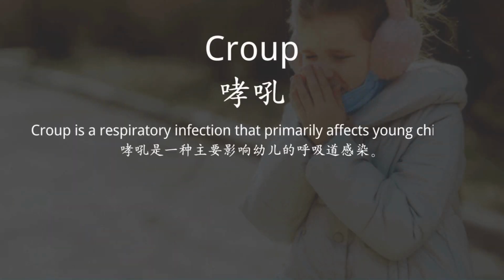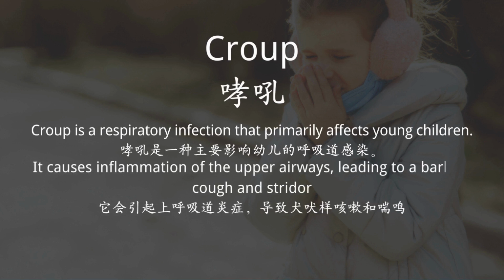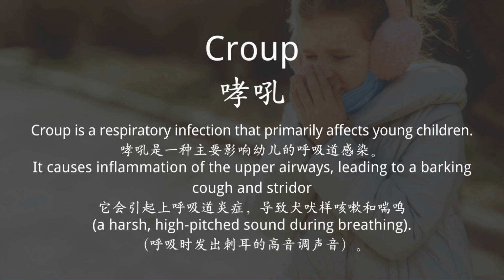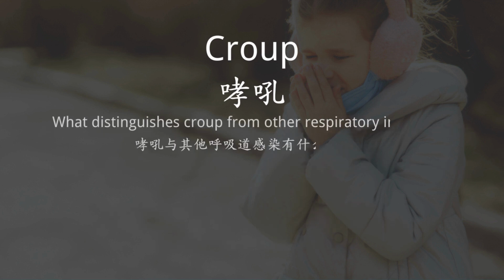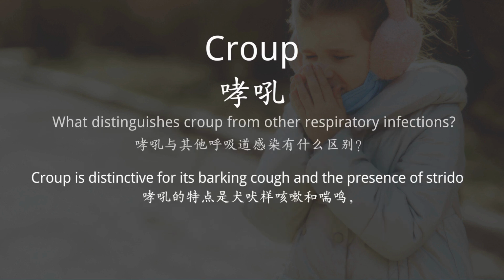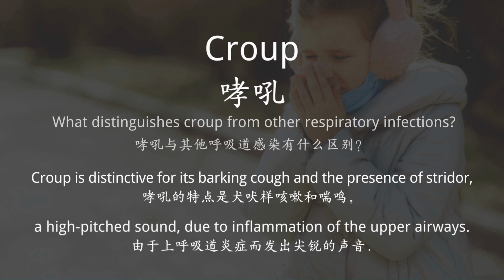Croup. Croup is a respiratory infection that primarily affects young children. It causes inflammation of the upper airways, leading to a barking cough and stridor, a harsh, high-pitched sound during breathing. What distinguishes croup from other respiratory infections? Croup is distinctive for its barking cough and the presence of stridor, a high-pitched sound, due to inflammation of the upper airways.